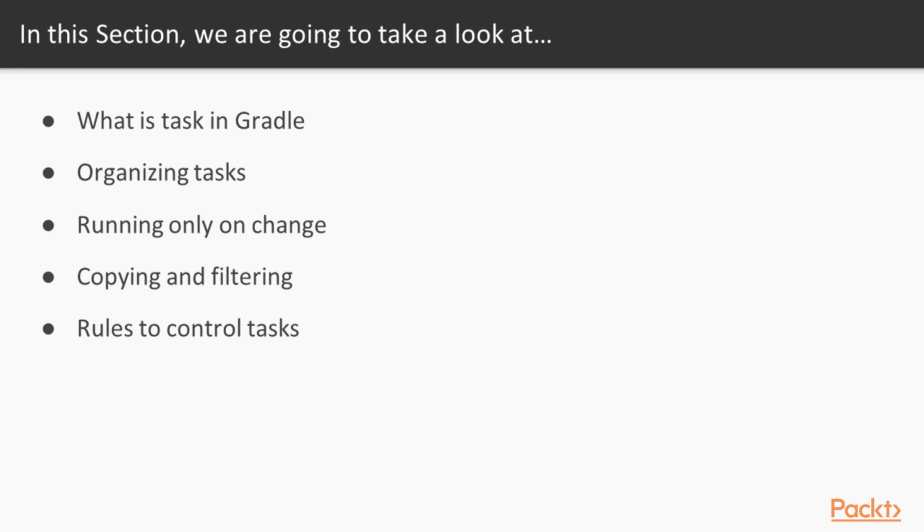In this section, we're going to explore Gradle tasks. We will start with an overview of how a Gradle task works. What are the possible ways to create Gradle tasks? Then we will take a look at how to organize Gradle tasks in terms of dependency and sequence of execution. Also, task optimization will be overviewed along with aspects of copying and filtering of resources. One more interesting concept of Gradle tasks that will be explored is rules to control tasks.